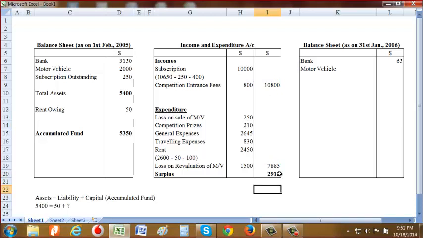Okay. So see, now I will show the motor vehicle. Though I bought it for 10,000, now its value is only 8,500. Okay. So the motor vehicle I have shown.